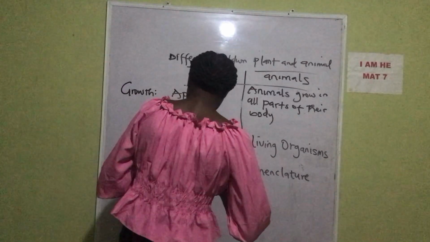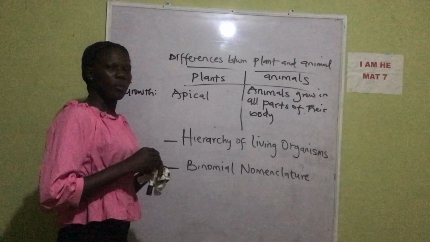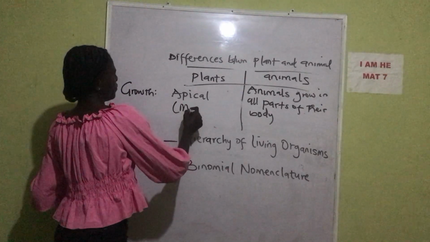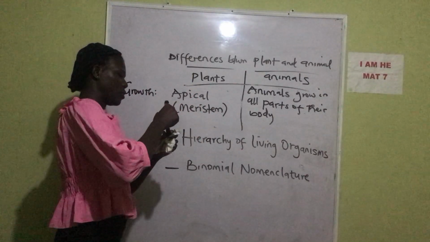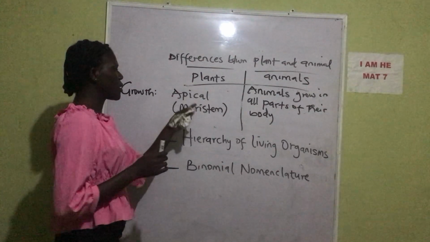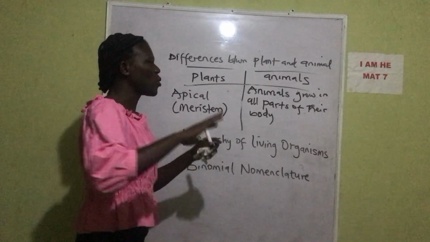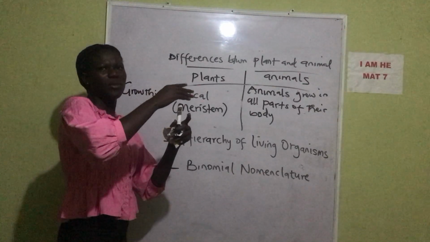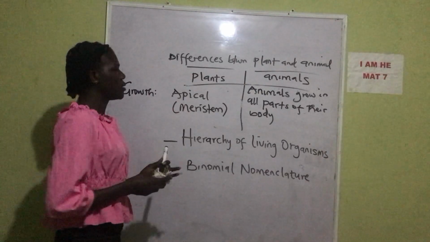When you see apical, plant growth is apical. There is a particular area where plants exhibit growth. That is the meristem, the tip. There's a particular part that exhibits growth in plants, that's the meristem, called meristematic growth. Whereas animals exhibit growth in all parts of their body. Sometimes in plants a particular place grows longer than others. That's what we call apical growth.